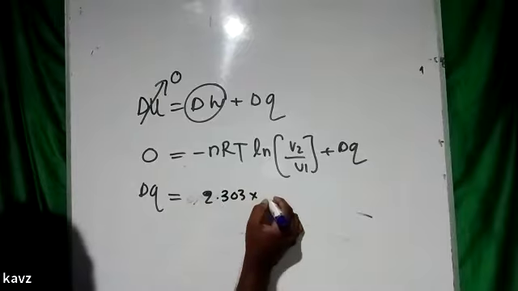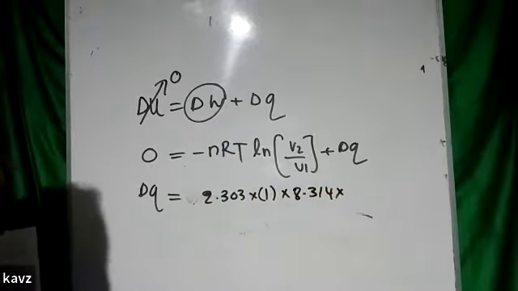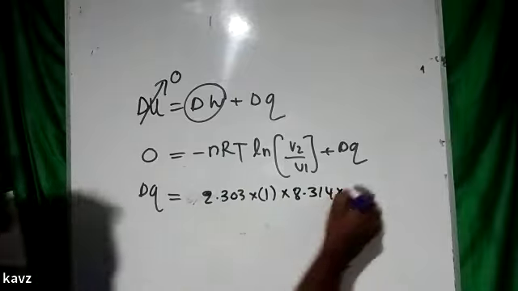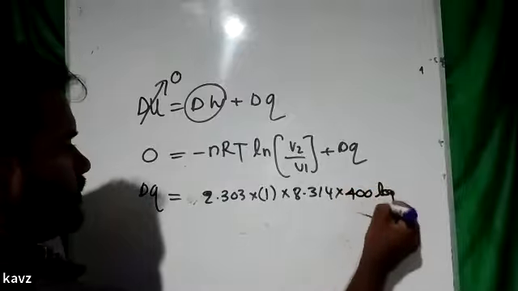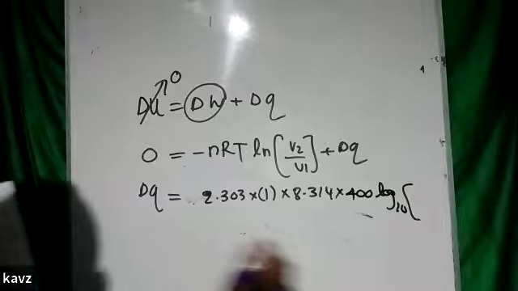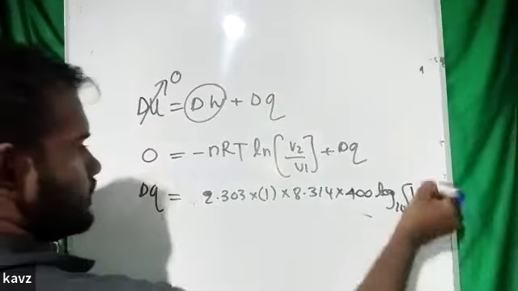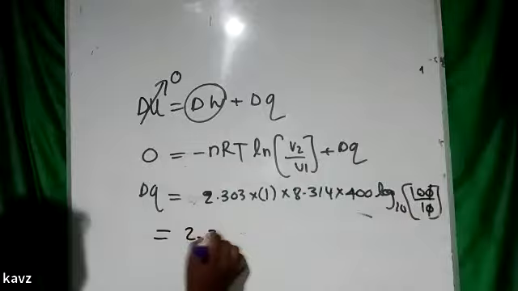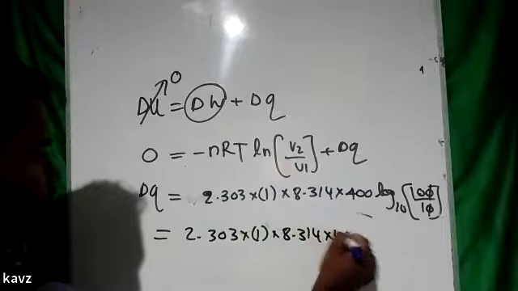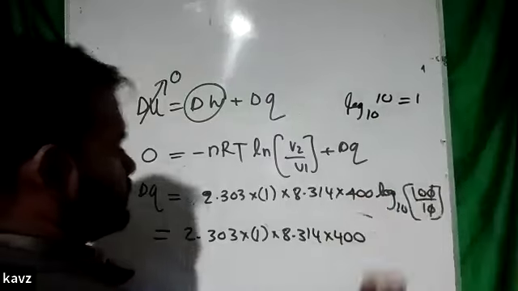2.303 times what is the moles? 1, 8.314, T becomes 400, 400 times log 10 to the base, 100 to 10. So finally 100 initially 10. It again becomes log 10 to 10 equals 1.